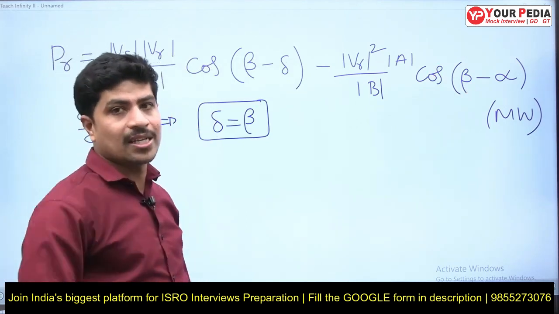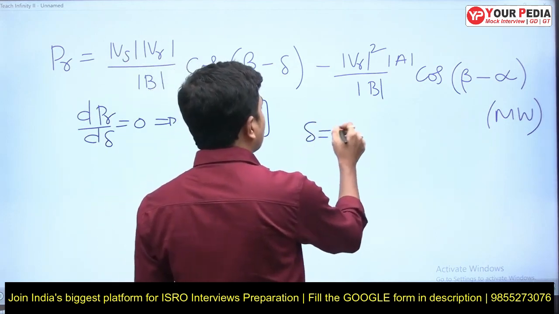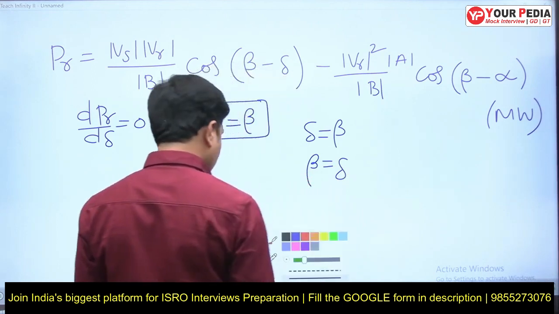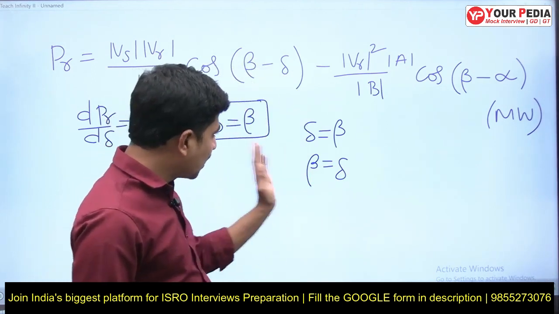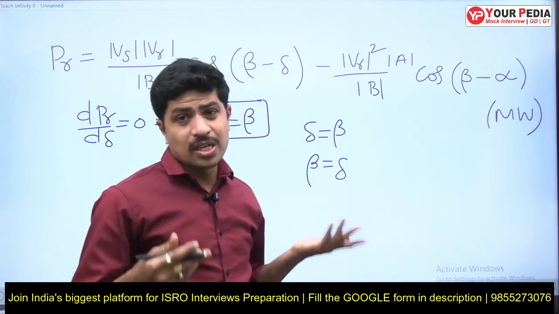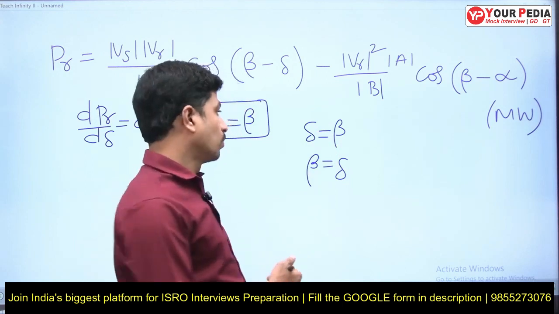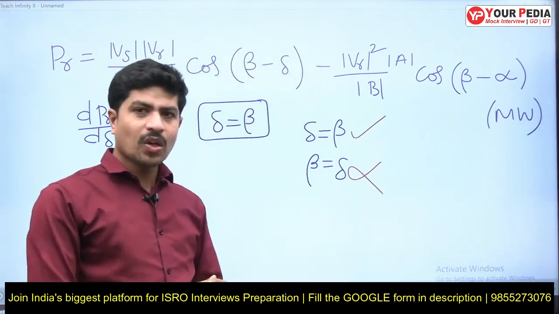Now, the first question asked was, is delta equal to beta correct, or beta equal to delta correct? In these two, which one is correct? Some people will say, sir, both look the same, either of the two is correct. No, beta equal to delta is wrong. Delta equal to beta is correct. Why, sir?